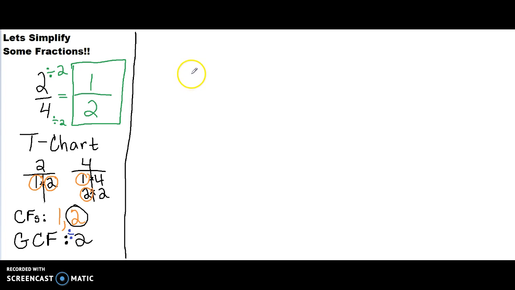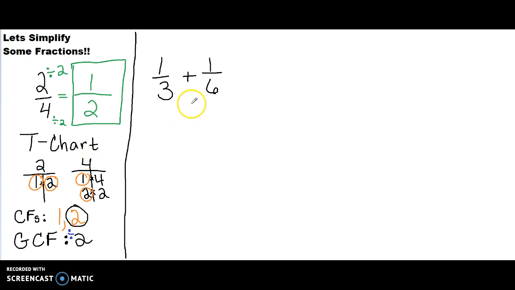So the next problem we're going to do, and this is also another time when you might have to simplify a fraction, is 1/3 plus 1/6. Okay, now notice here that I have two fractions, then I have an operation in between them.